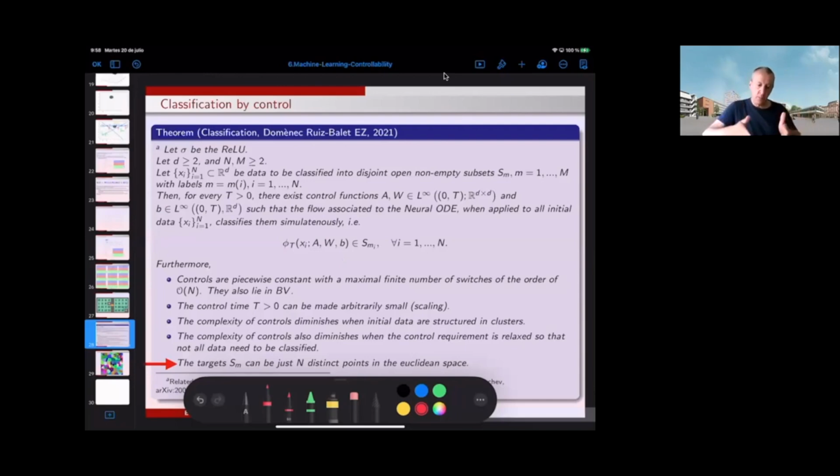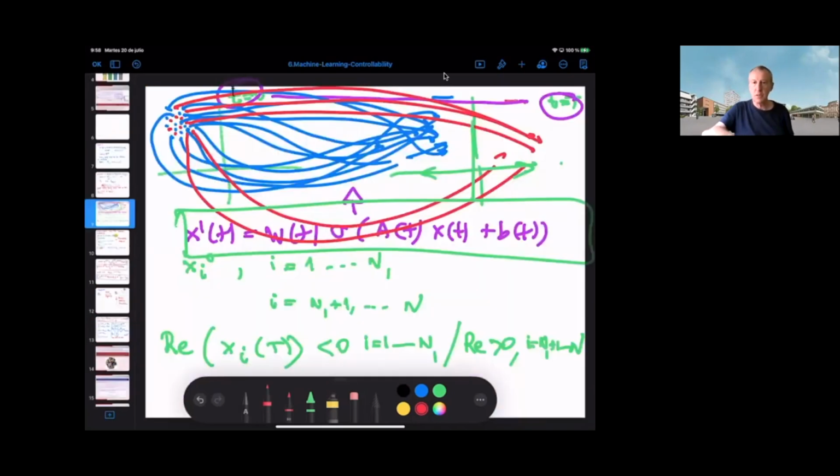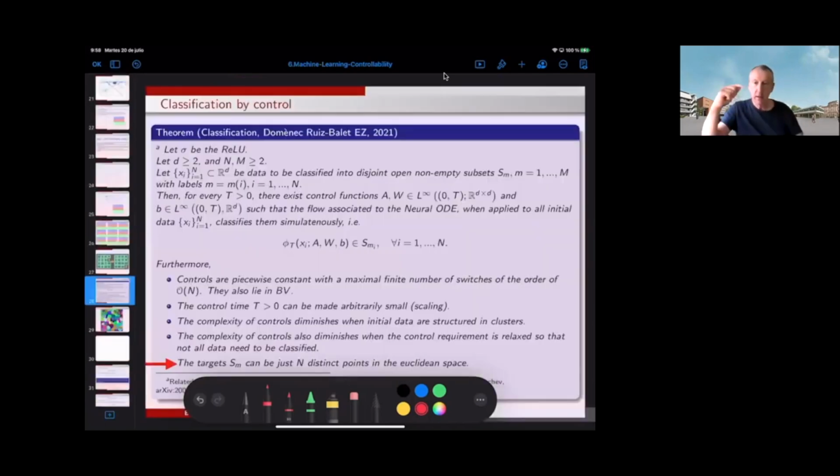Oftentimes, when you are dealing with complex dynamics, and this is a complex dynamics because although the neural differential equation is rather simple, you have many copies of them, and you need the same control to be able to control all the trajectories, as in this drawing that was impossible for linear differential equations, we have succeeded doing it for nonlinear neural ODEs. As I said, please keep in mind that this is just a result saying that there is such a control.